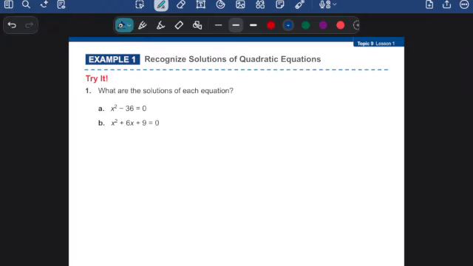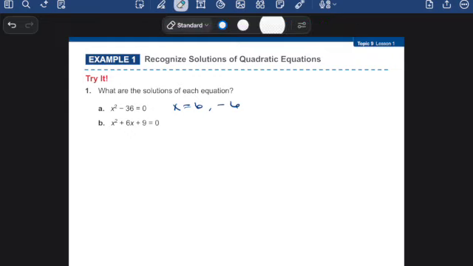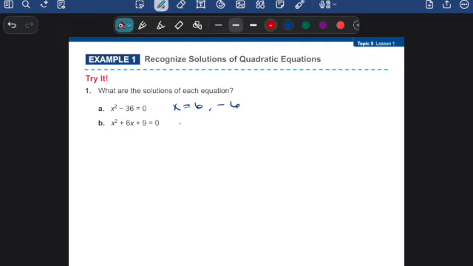So again, our solutions for the first curve, the blue curve, it crossed the x-axis twice. So our solutions were x equals 6 and negative 6. And for the red curve, it only crossed once at x equals -3. Be thinking of how you would factor this trinomial. It's a perfect square trinomial, so it's going to be a binomial squared.